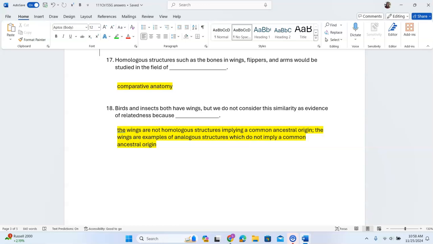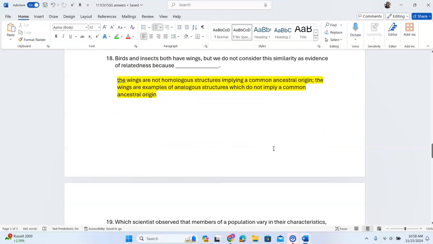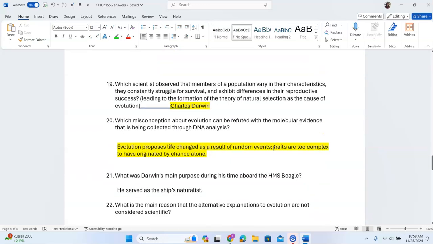Number 18, birds and insects both have wings, but we do not consider this similarity as evidence of relatedness because blank. And this is just identical to the answer in the homework. The wings are not homologous structures, implying a common ancestral origin. That's the answer, but I added to it. The wings are examples of analogous structures which do not imply a common ancestral origin. Okay, now we're going to move on to number 20.